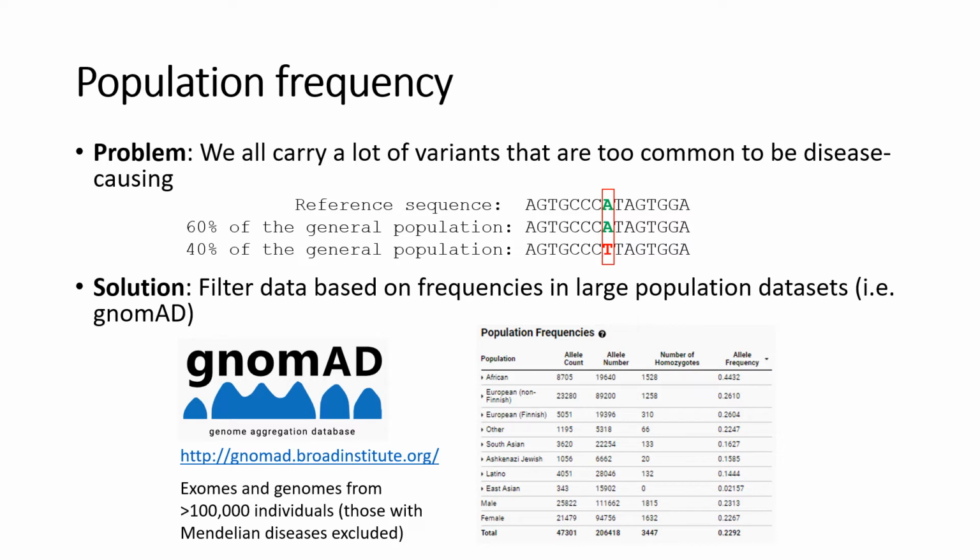It can be a little tricky, to be honest, to decide what an appropriate population frequency cutoff is, because it depends partly on the frequency of the disease you're looking at, the penetrance of the disease, its inheritance pattern, but a commonly used cutoff in exome and genome sequencing is a 1% frequency cutoff.